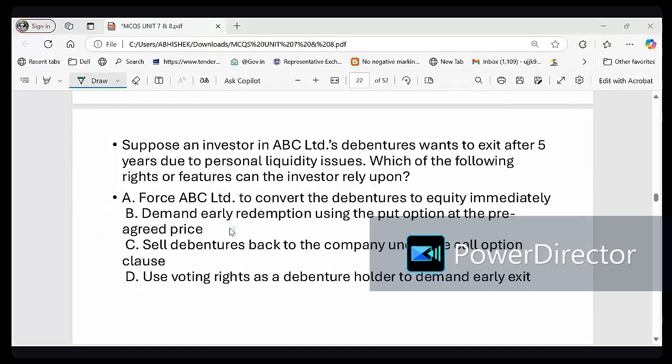So basically, debentures are like a loan you give to a company. Now you want your money back, right? So what do you think? I hope this is clear. Then you can answer this question easily. So what are the options?